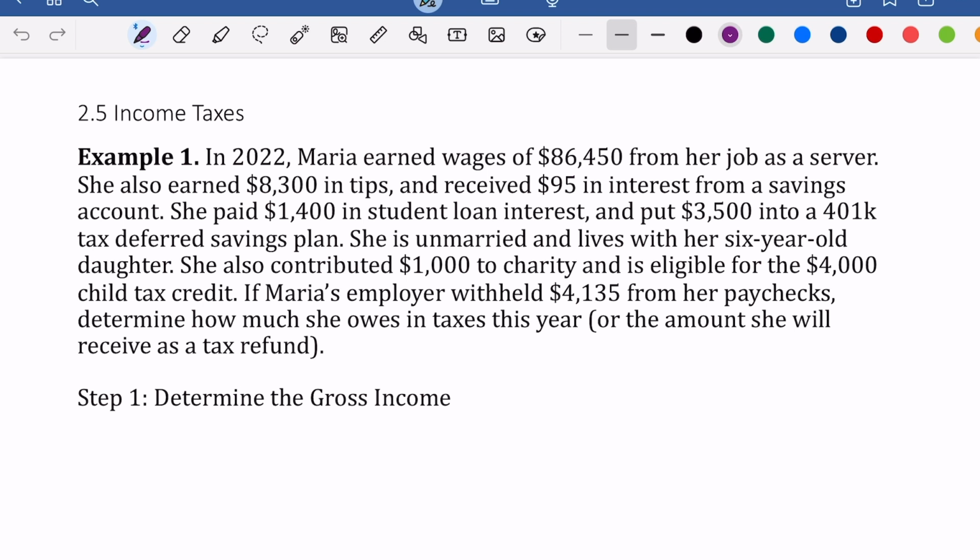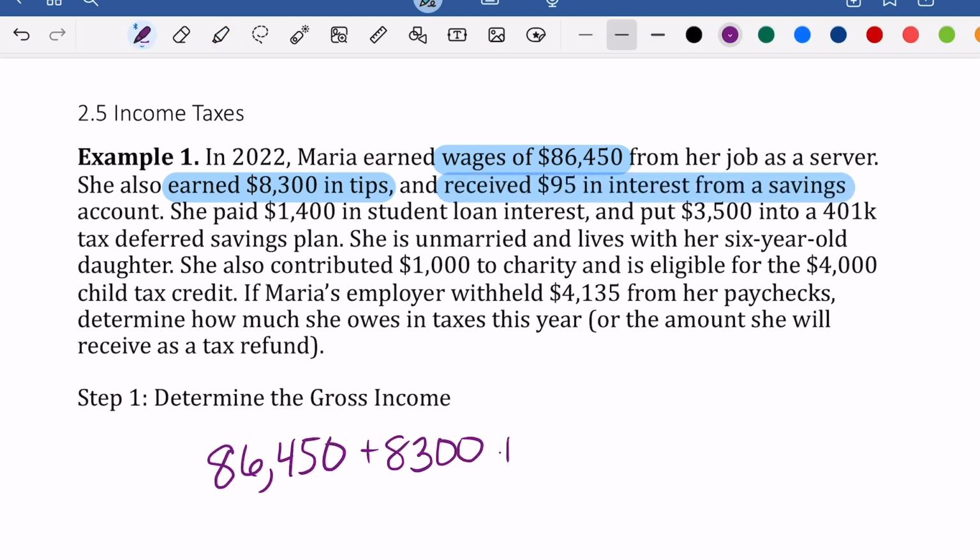Step 1 is to determine the gross income. As a reminder, gross income includes all wages, tips, earned interest, dividends, rents and royalties, alimony, property gains, income tax returns, etc. The things that Maria received in 2022 that fit in that category would be her wages, her earned tips, and the interest she received on her savings account. To determine her gross income, we would take those 3 numbers and add them together.